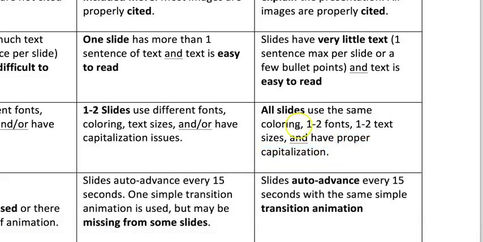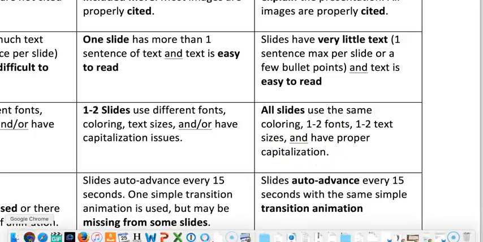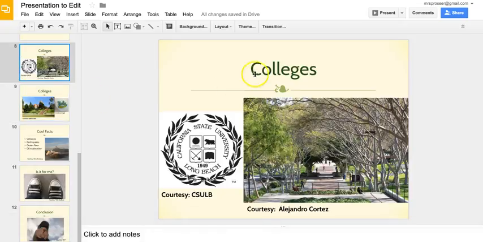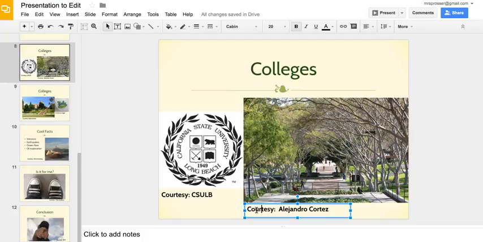You want to take some time to make sure you have the same coloring, fonts, text sizes, and capitalization. And you'll notice it's a pain to go through this. You really have to go and click on every text box to make sure everything's the right size and color and font. That's the only way to double check. You want to go through and click on every text box and double check that everything is set to be the same, because that automatically makes your presentation look more professional.